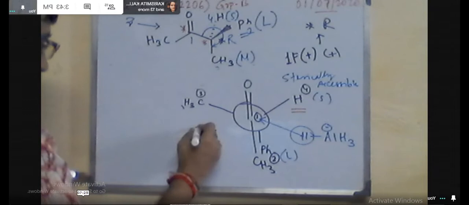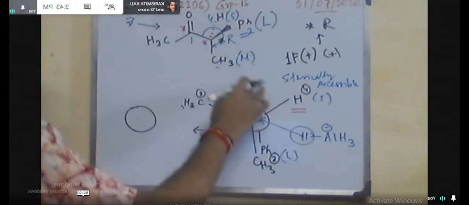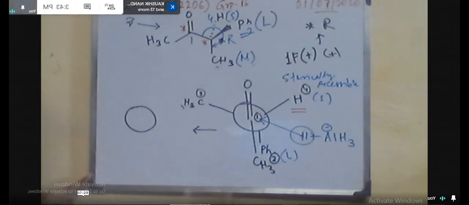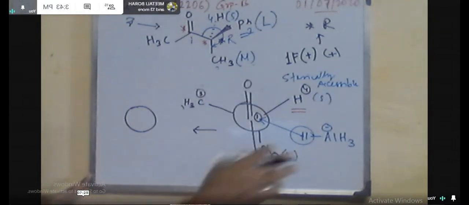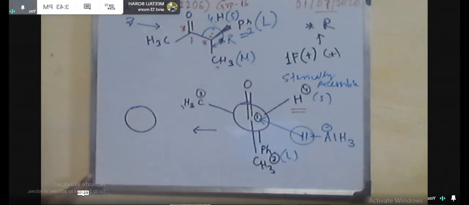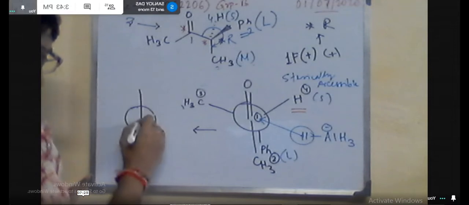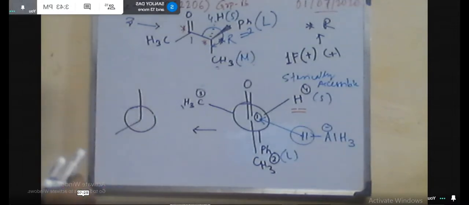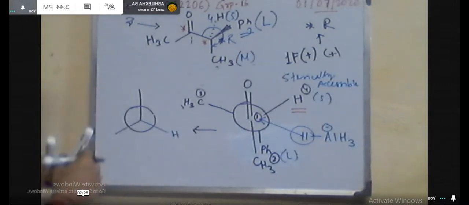This is the OH, this is the CH3, Ph, CH3, H. Now in this conformation, you can see this center is a newly formed chiral center.